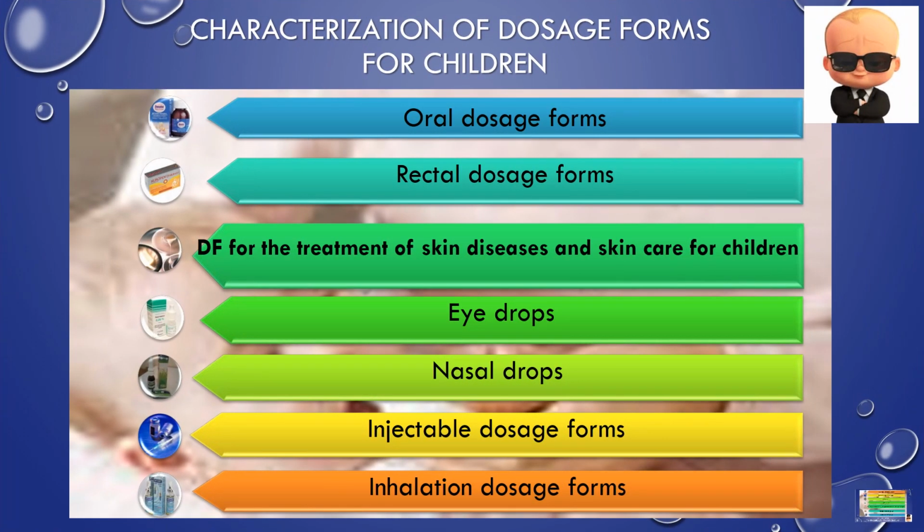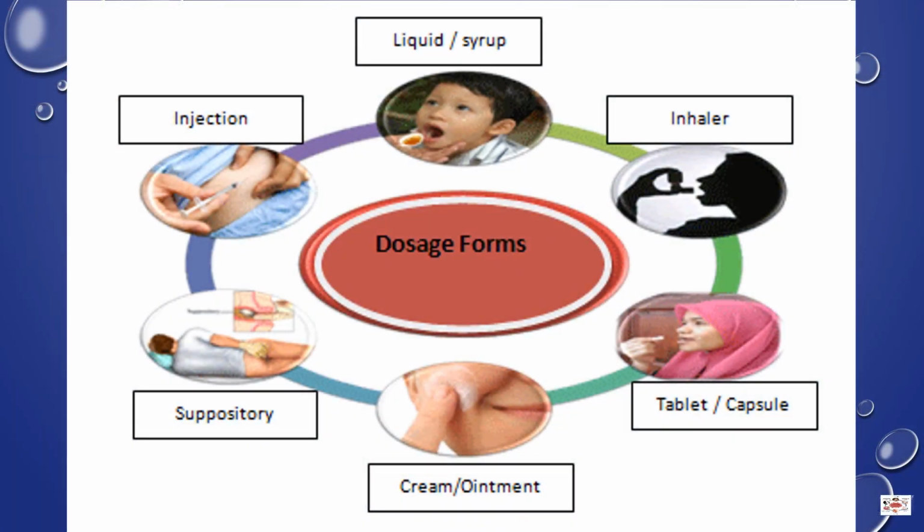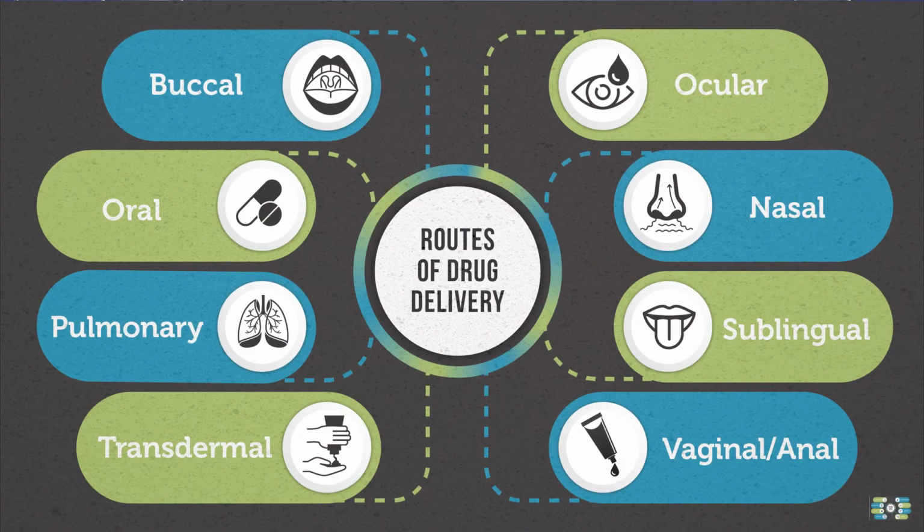Now, let's see what dosage forms are used for children. These are oral dosage forms, rectal dosage forms, dosage forms for the treatment of skin diseases or transdermal dosage forms, eye drops, nasal drops, injectable forms, inhalation dosage forms, which are commonly used in pediatric practice. Here is a more colorful presentation of the above. In this slide, you see a schematic representation of the above.